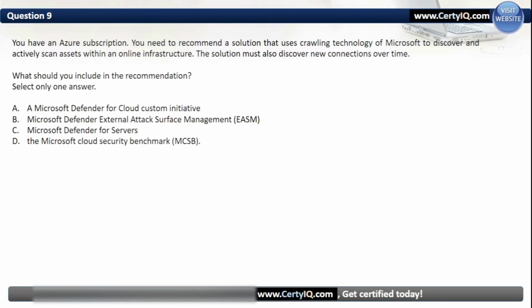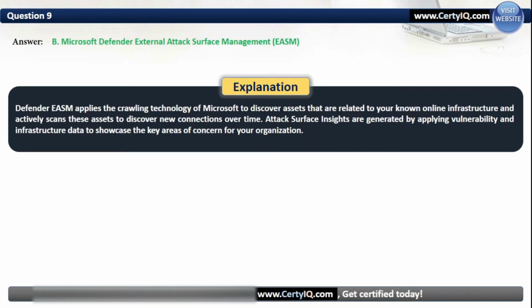The correct option is B. Microsoft Defender External Attack Surface Management. Defender EASM applies the crawling technology of Microsoft to discover assets that are related to your known online infrastructure and actively scan these assets to discover new connections over time. Attack surface insights are generated by applying vulnerability and infrastructure data to showcase the key areas of concern for your organization.